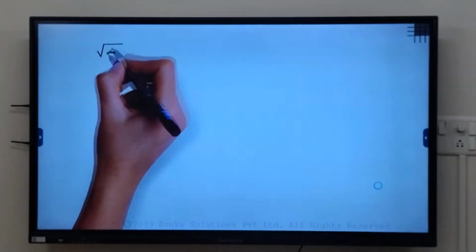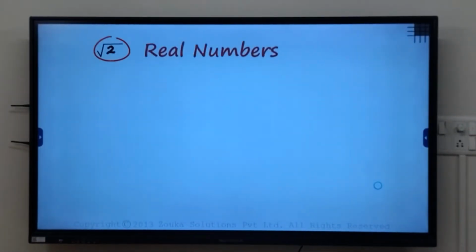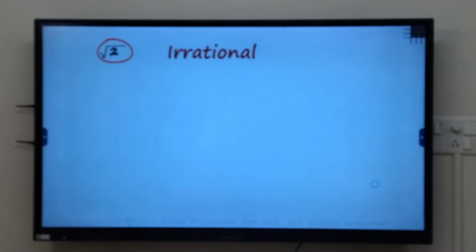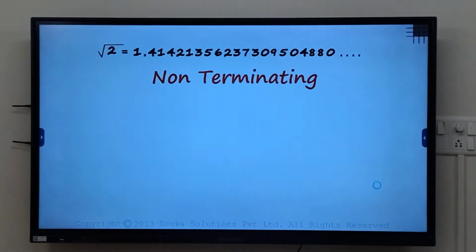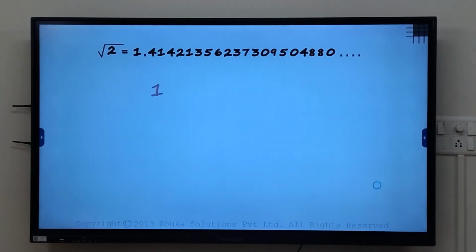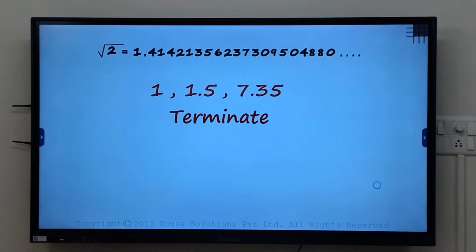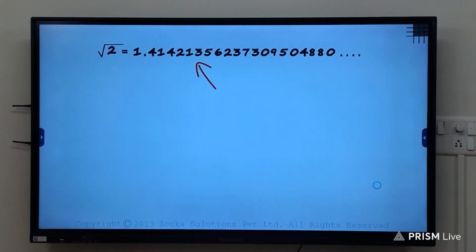Any number that can be plotted on the number line is a real number. Consider root 2. This is a real number which is irrational and it approximately equals this value. It's non-terminating and non-recurring. It's easy to plot a number like 1 or 1.5 or 7.35 since they terminate. But how do we plot this real number? It's simple. We just use a different technique.